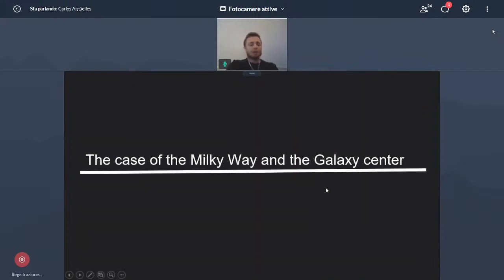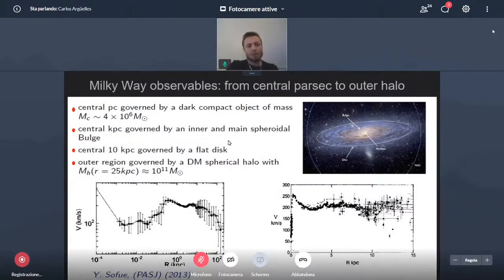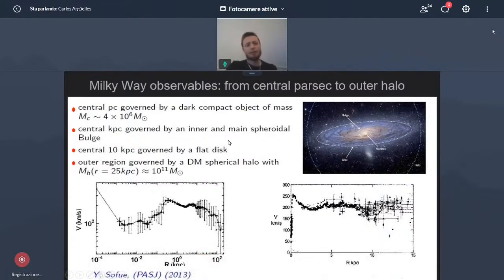So now let's apply this to the case of the Milky Way. Let's start quickly with the main observables of the Milky Way. As you remember, the central parsec is governed by a dark compact object of 4 million solar masses. The central kiloparsec is governed by an inner spheroidal bulge. The central tens of kiloparsecs are governed by a flat disk, and the outer region is governed by a spherical dark matter halo with these values.